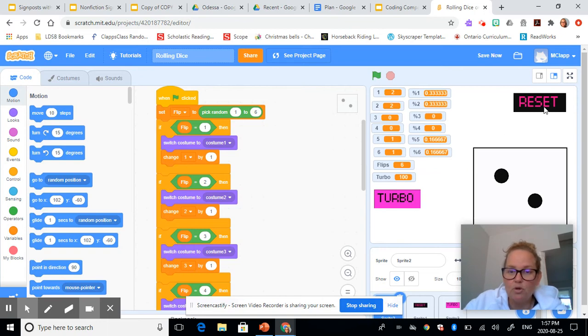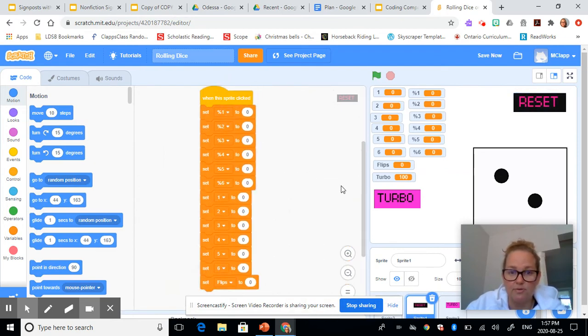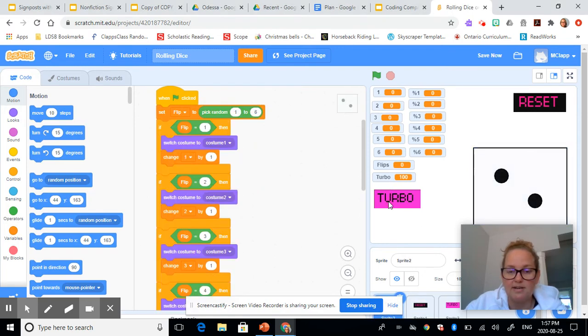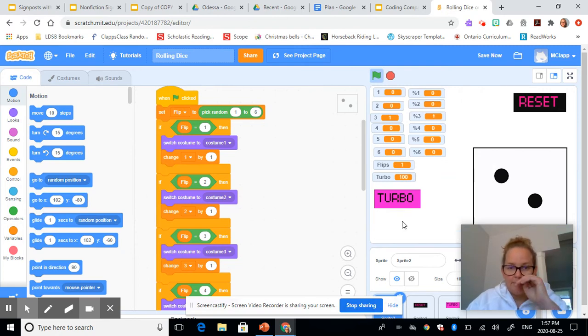So we can reset this if we want to. It's the exact same thing he did with the coins. When this sprite is clicked, everything just goes right back to 0. But then we've coded, go back to the main one, we've coded our turbo button. So turbo asks us, how many times do you want to flip your coin? And we can say 100 times.